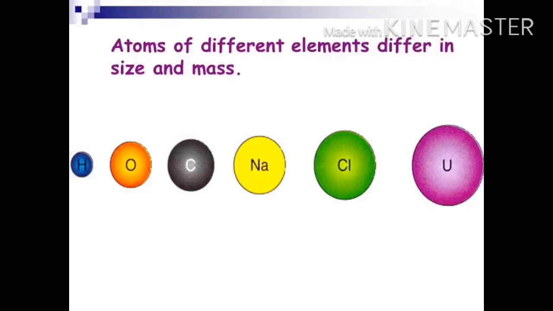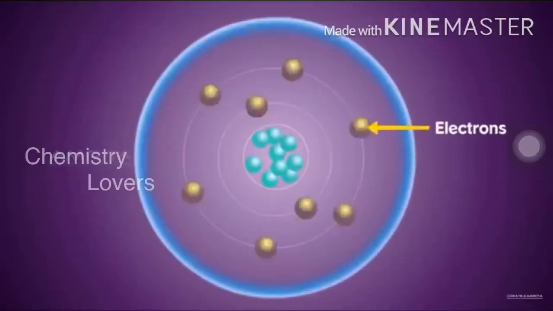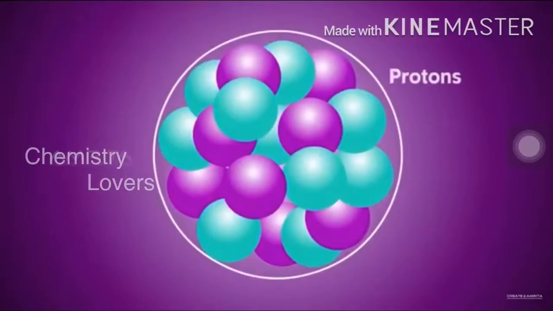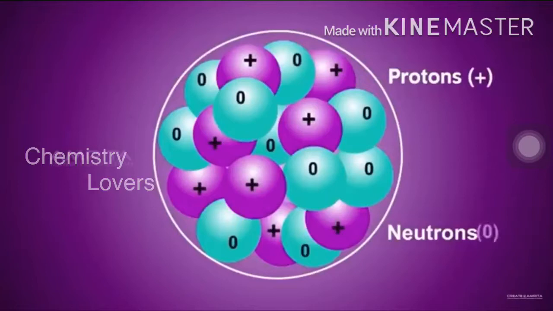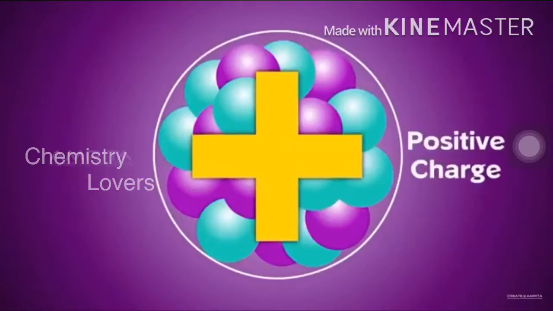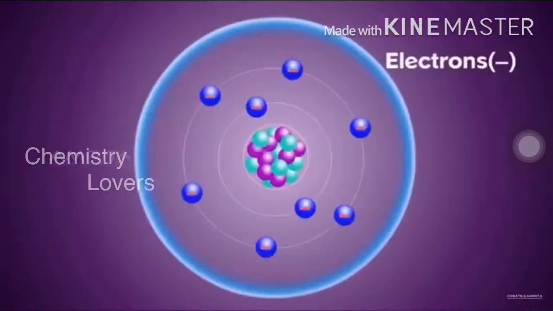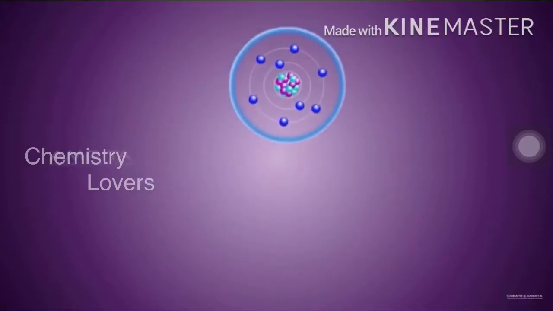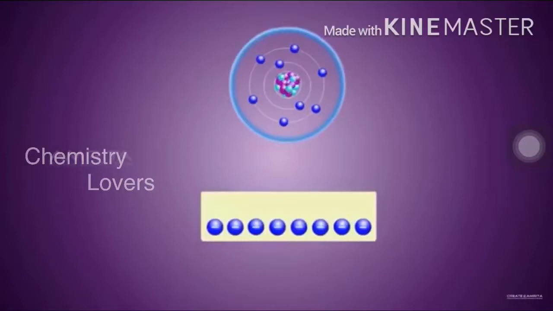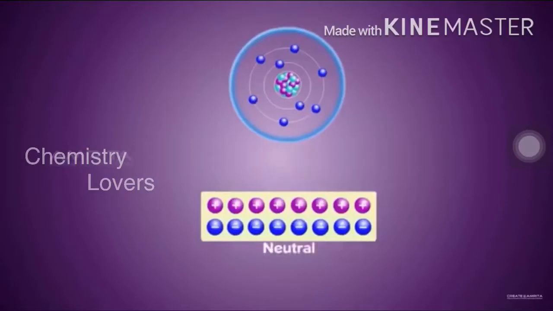So next we will see what is present inside an atom. Atoms are made up of three types of particles known as protons, neutrons and electrons. An atom has a central nucleus which is made up of protons and neutrons, where protons are positively charged and neutrons have no charge. So the nucleus is positively charged, and protons and neutrons are collectively called nucleons. Electrons are negatively charged and are located around the nucleus. The atom has the same number of electrons and protons, so we can say that the atom is electrically neutral.